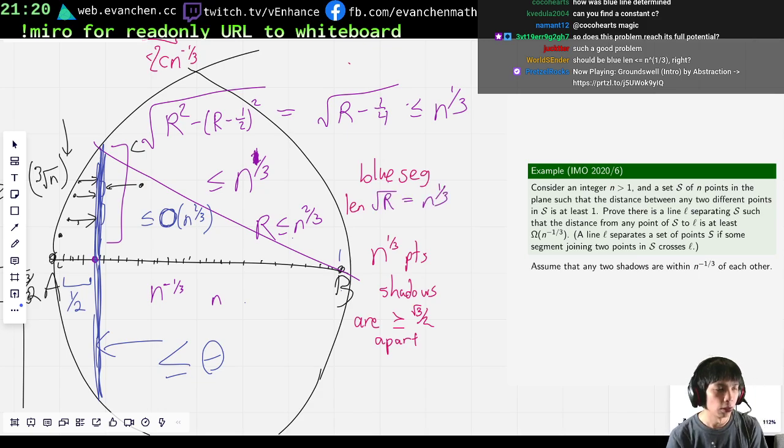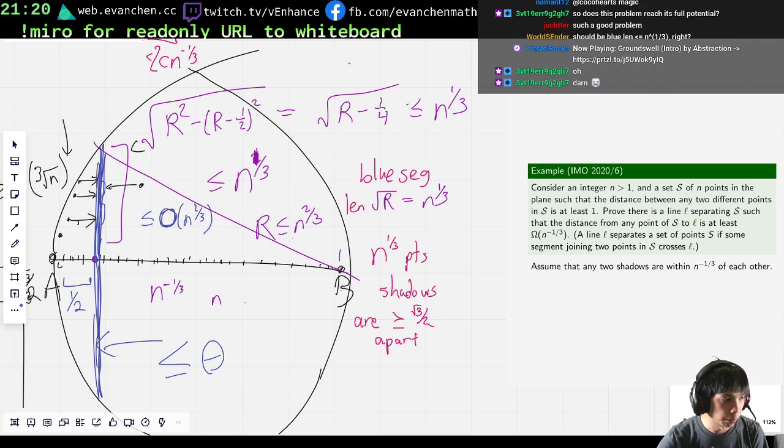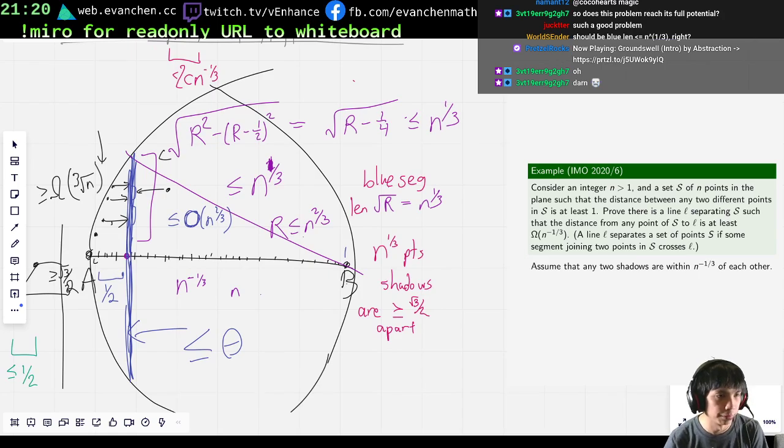Did this problem achieve its full potential? I think so. There's no obviously superfluous information, and actually, I believe that the result is sharp up to a factor of log n. Like alpha equals 1/3 is actually the optimal constant, is my understanding of the current state of the research.